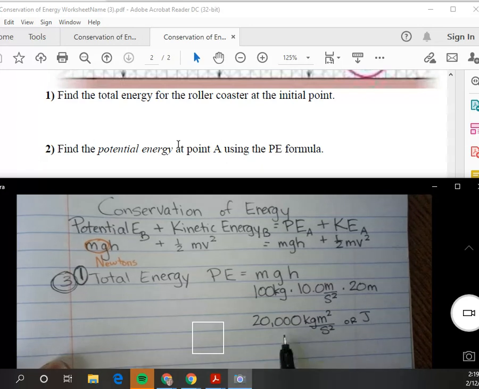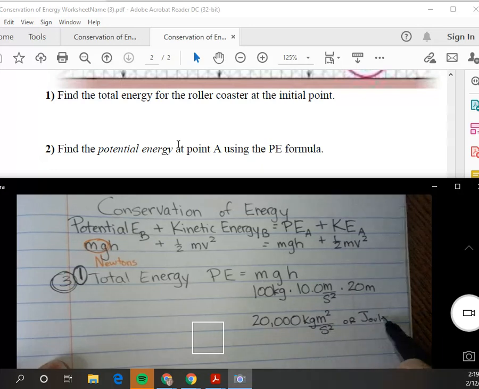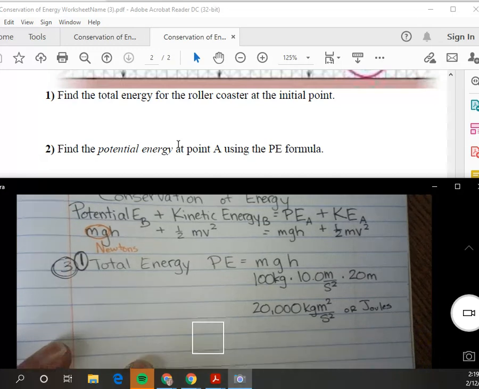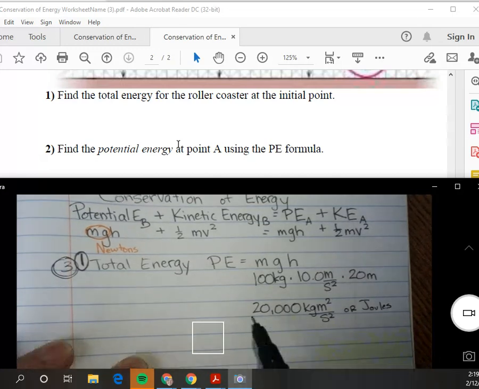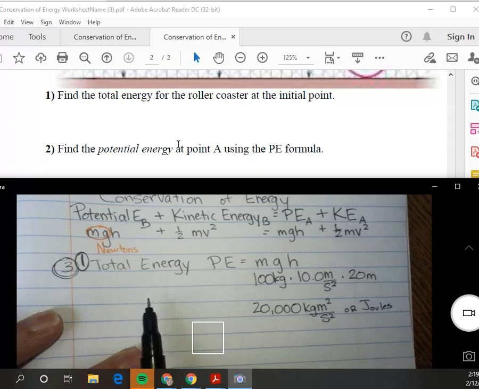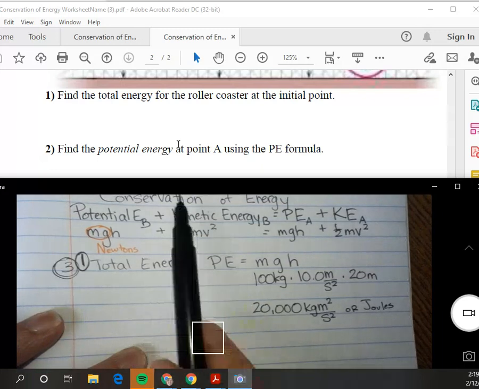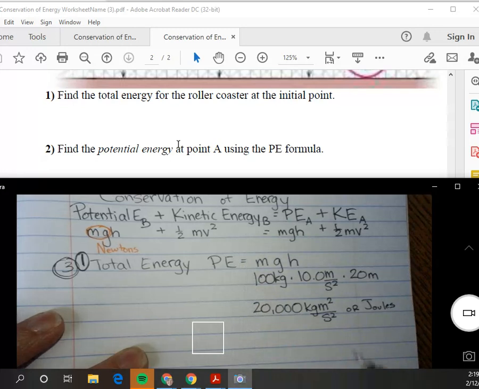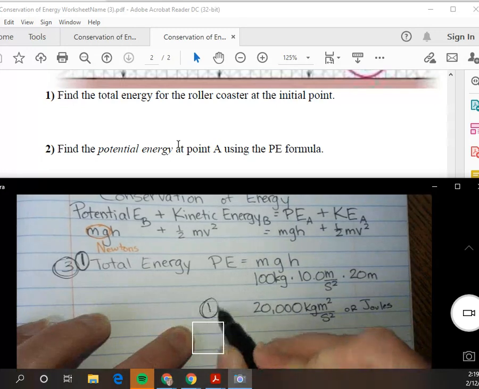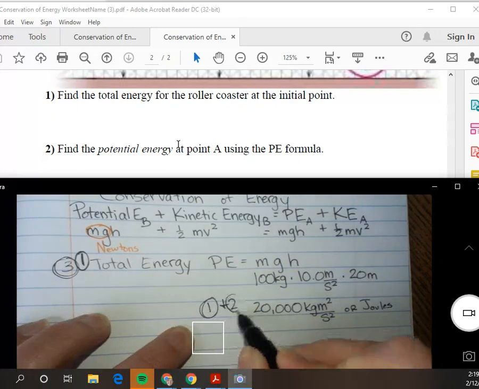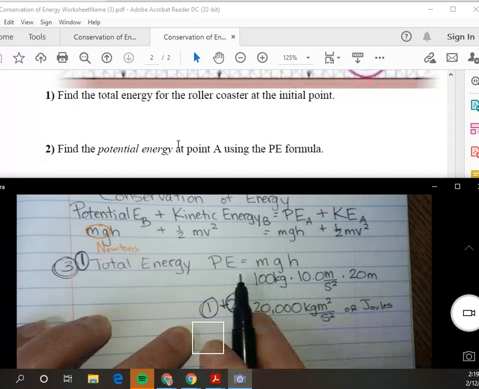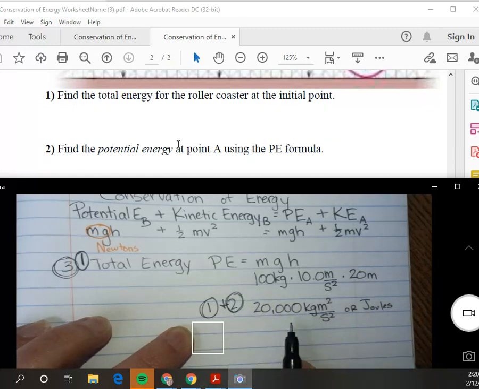Oh, the unit? The unit is kilogram meters squared per second squared, or joules. Remember how we talked about joules are the unit of energy? Okay. So just like he just said, number 2 is asking for potential energy. We already did potential energy. So this is actually 1 and 2. I won't make you do it twice, because we use that formula to find 20,000.